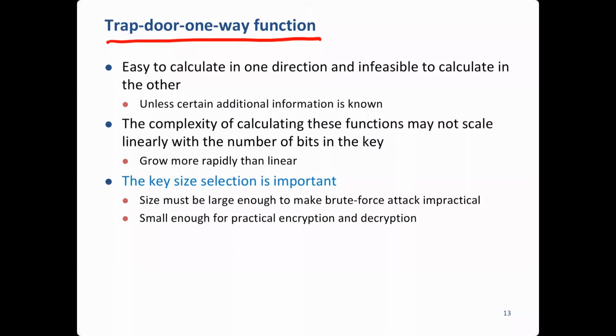Okay, please go through it. It's easy to calculate in one direction, but infeasible to calculate in the other direction. So basically the inverse of the function is not possible. Now we can generalize it in terms of multiplication of two prime numbers is easy, but factorizing or finding the factors of that is difficult. All right. Now for this kind of function, the key length has got to be big. So if the key length is big, then the complexity of the algorithm increases. It means it's difficult to break. Okay. So if the key size is large enough, we cannot break it using the brute force method.